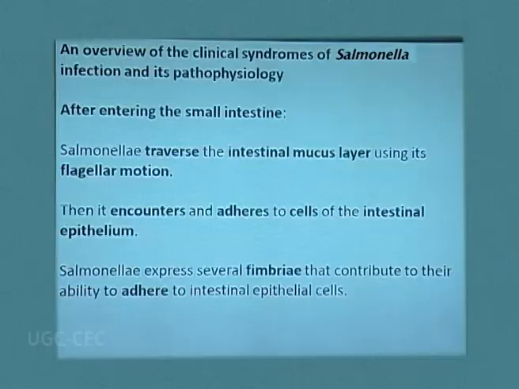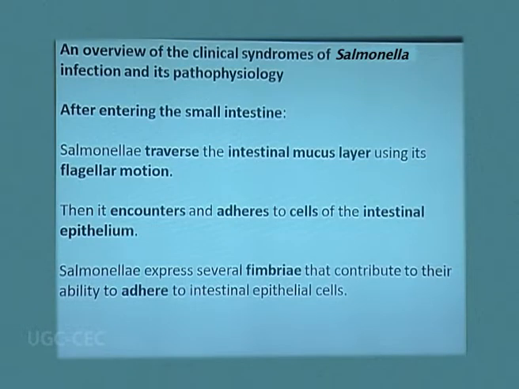After entering the stomach, if it survives, it will pass to the small intestine. When it enters the small intestine, it can traverse the intestinal mucus layer using flagellar motion. When it reaches the intestinal epithelial cells, it will interact with them and adhere onto them via its fimbriae-like structures.